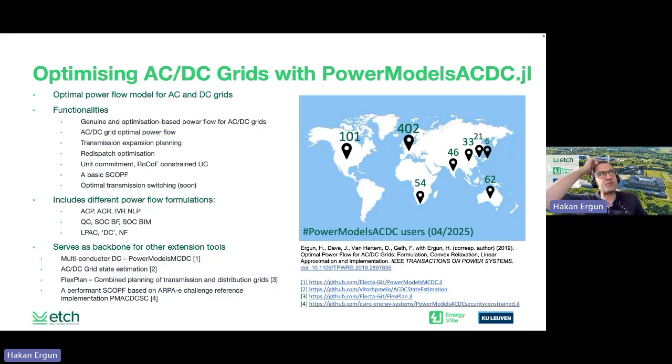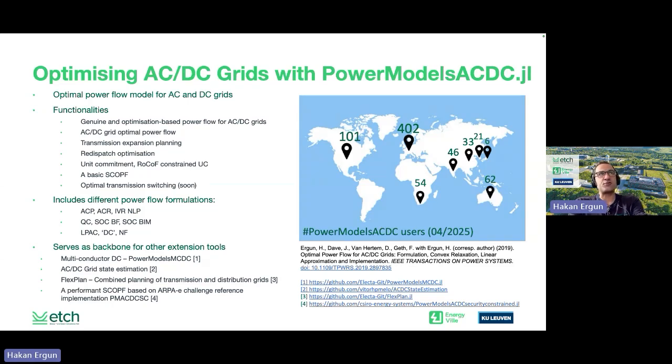PowerModelsACDC was first developed with the idea of solving optimal power flow type of models for AC and DC grids. So what type of functionalities does it already include? It has two different power flow formulations. One of them is a genuine Newton-Raphson based formulation, and another one is where the power flow is actually implemented as a feasibility problem and is solved using an interior point method. The latter one usually does converge a little bit better, but then also suffers from higher computation times.